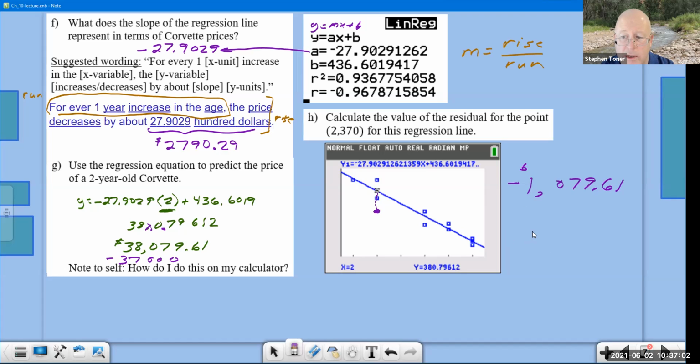Now, technically, we are using the formula y minus y hat, where the y value is the 370, and this is the regression equation for y hat. So that's why the value that came out of the regression equation is the second number, and we're going small minus big to get a negative value for the residual.